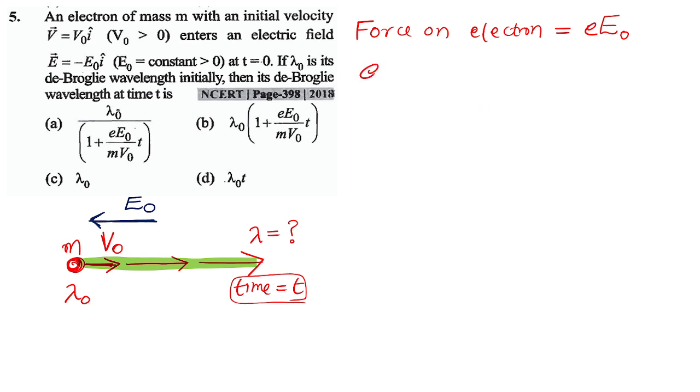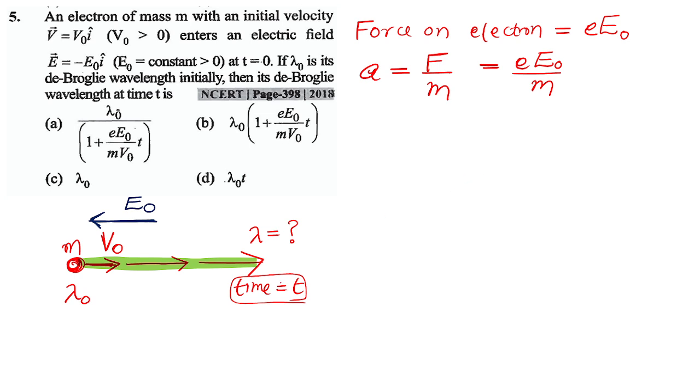Then the acceleration of the electron. Acceleration equal to force divided by mass. You know this formula? This is the most important formula. Acceleration of any body is equal to the net force acting on the body divided by mass. So a is e into E0 divided by m. So it is accelerated, no doubt in that.